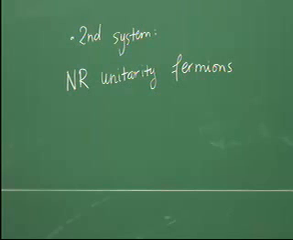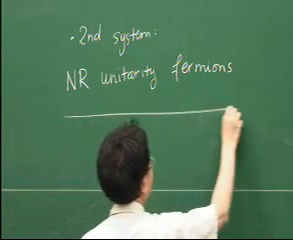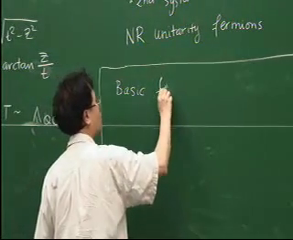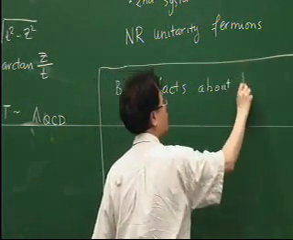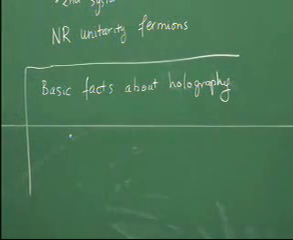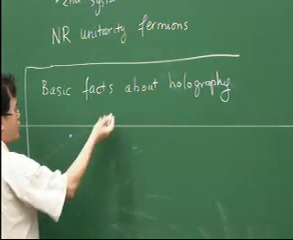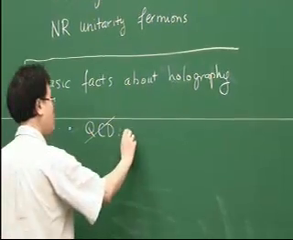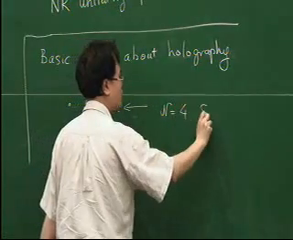So let me recall very briefly the basic facts about holography that we will need. Basically, I'm going to use this opportunity to make some disclaimers about everything that I will be talking about. First of all, we don't know how to do calculations in QCD. So QCD is still outside the range of applicability of reliable methods using holography. So instead of QCD, I will be mostly talking about N=4 super Yang-Mills theory.